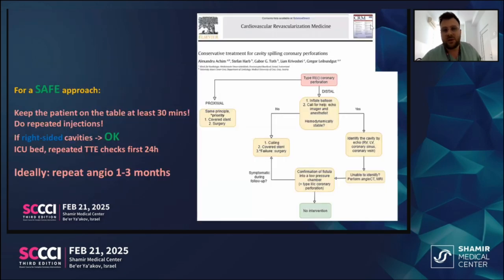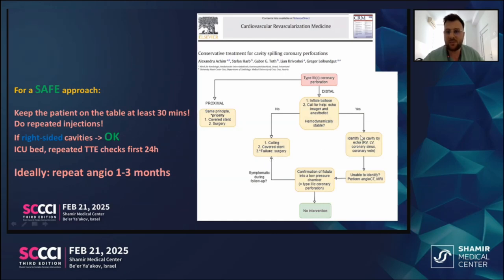We also published these cases, and we tried to come up with the algorithm here on the right side. If it's a distal perforation, you need to inflate, like in any algorithm, the balloon, call for help, open the echo machine. Is it hemodynamically stable? No. Then of course, that's a cardiac tamponade, and you need to do what you need to do.